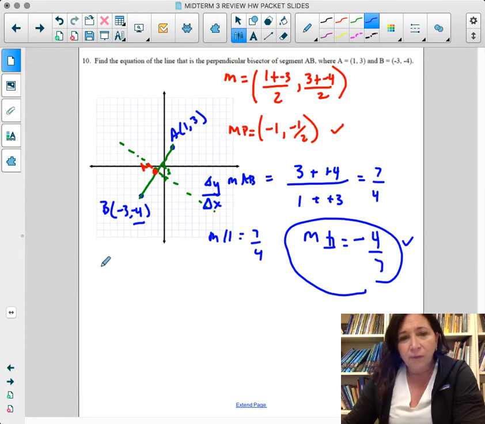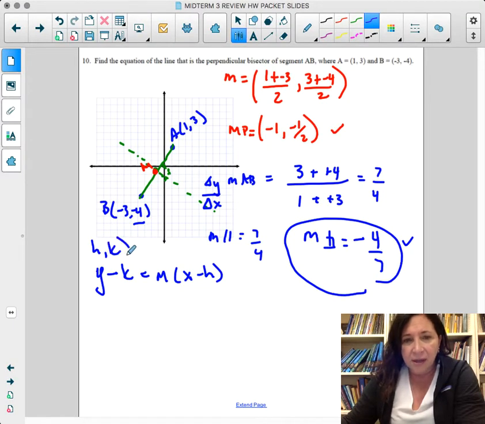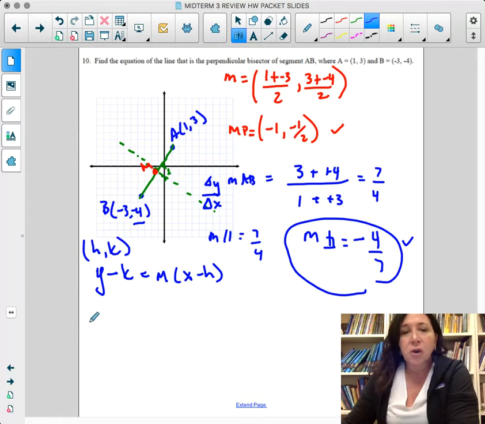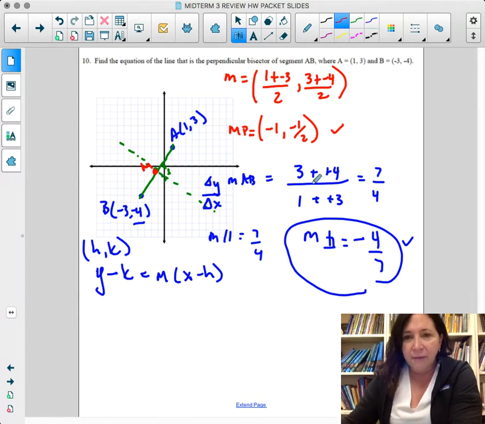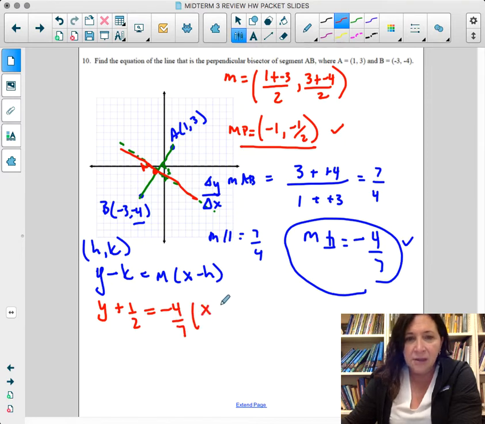Now I'm going to use point slope form. So remember, point slope form looks like this: y minus k equals m times the quantity x minus h. And this is given a point (h, k), and m is my slope. So what we're going to do is use the values that we have. We have our point right here, it's got to go through that point. So we have a point and we have a slope, therefore point slope form. So we're going to go y plus 1/2 is equal to my slope, which is -4/7, times the quantity x plus 1. And that's it.